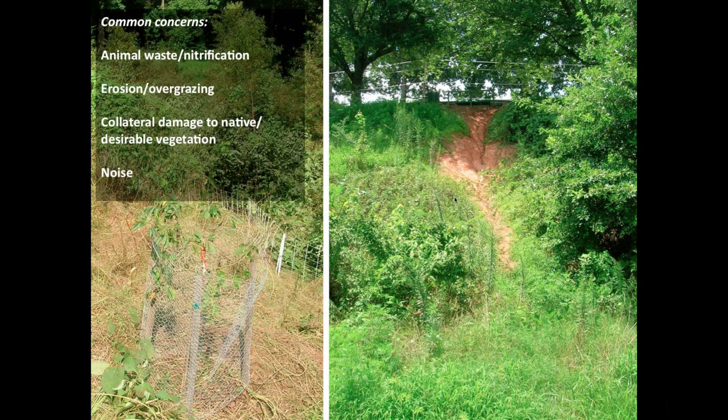We've had concerns about collateral damage to natives, in which case I either tell people maybe this isn't a good site for sheep because you've got too many high-value natives, or here we've erected a little chicken wire cage around some 15-gallon trees we had actually planted at a site, and then they're starting to be overtaken by hops. So we fenced off all 2 dozen trees in that spot to keep the animals from knocking them over.